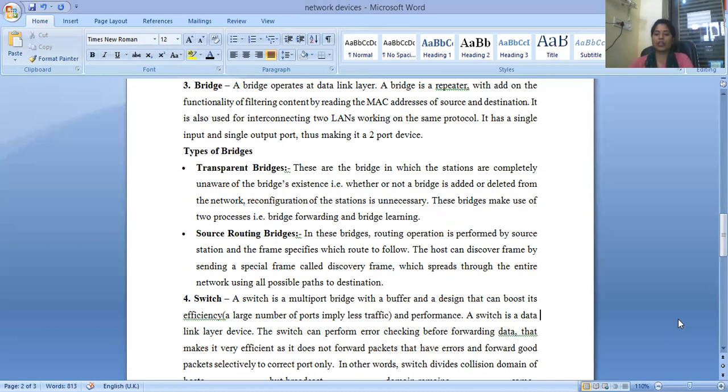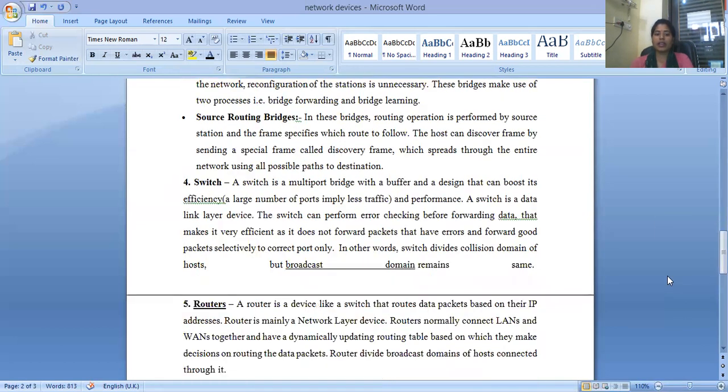Now, if we talk about the switches, a switch is also a device of computer networks which has multiple ports with a buffer and a design that can boost its efficiency and performance. A switch is a data link layer device, and it can perform error checking before forwarding the data. That makes it very efficient as it doesn't forward packets that have errors and forwards good packets selectively to the correct port only. In other words, a switch divides the collision domain of a host, but the broadcast domain remains the same.